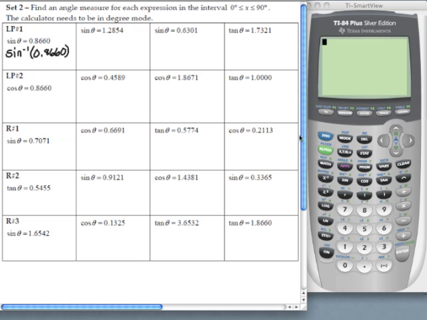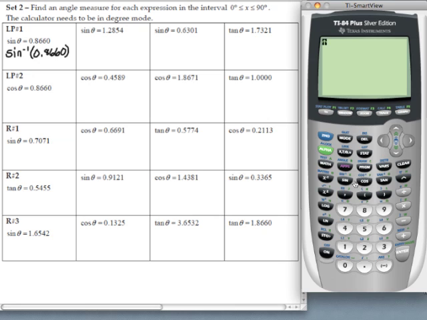So, in order to bring up this function, the inverse sine, sine inverse, I hit second sine. And you'll notice this little negative one, kind of like the negative one that I wrote right here. And now all I have to do is plug in this decimal. 0.8660. Close my parentheses, hit enter, and it comes out with this approximation for the angle measure, and I'll write that down in a second.